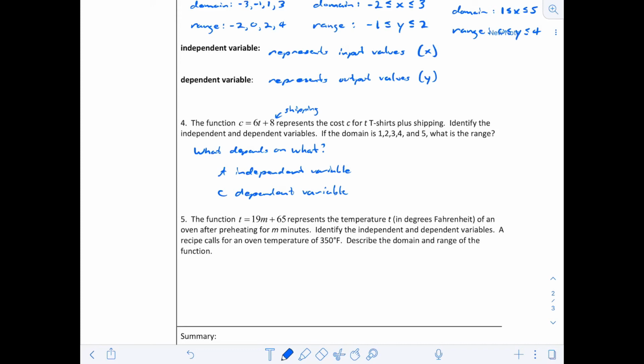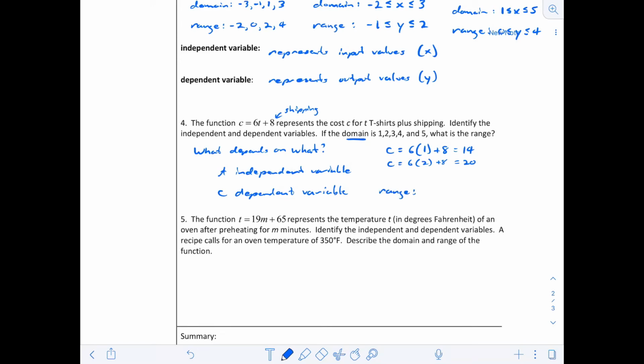Now the second thing it says is that if the domain, remember domain is our x values, is 1, 2, 3, 4, and 5, what is the range? Well, basically what that's asking us to do then is actually plug in those values and figure out the range. So if I plugged 1 into that function, I'll just do this as an example. If I take 1 and plug it into t, I get 14. If I plug in 2, I get 6 times 2 is 12, plus 8 is 20. And so on and so forth.